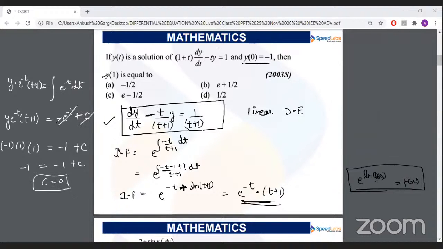So if c is equal to 0, minus e to the power minus t will get cancelled, and you'll get y as simply minus 1 upon t plus 1. Now you have to find y(1). So y(1), you can simply see, is coming out to be minus 1/2. So option A I'm getting is correct. I think you missed the minus sign somewhere. So we will be getting minus 1/2 as the correct answer.